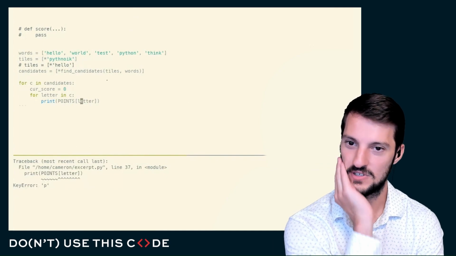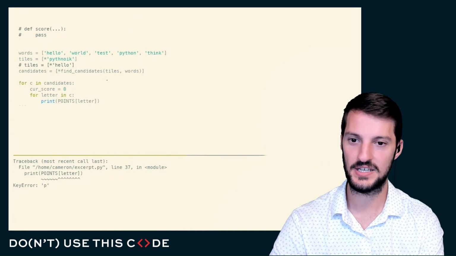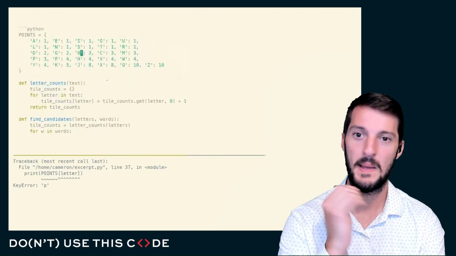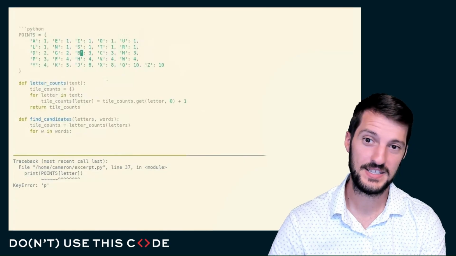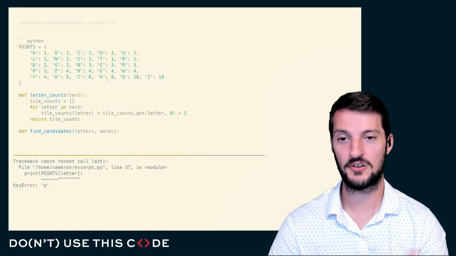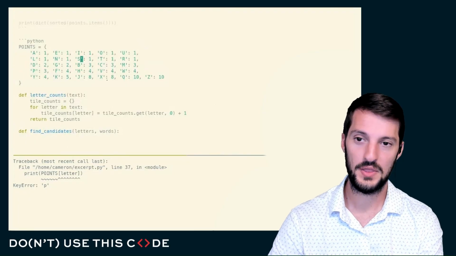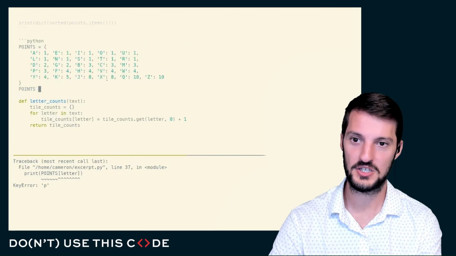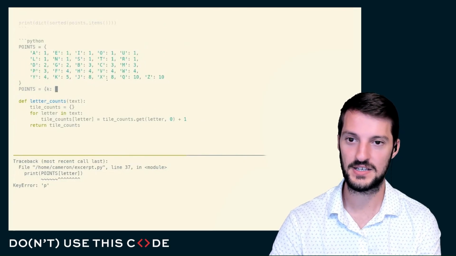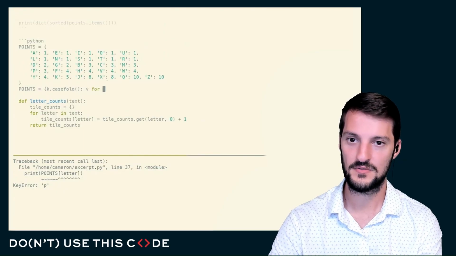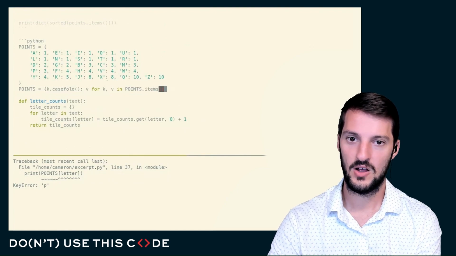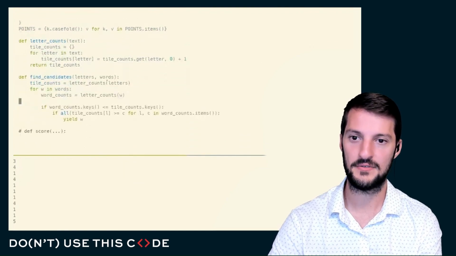But you can see here, well, what's going on with the letter P? So maybe we don't have the letter P available to us. Or we can note that our points are all capitalized. And so one thing that I might want to do is redefine this in my dictionary here. So we'll say key.casefold to the value for k, v in points.items. And then now we have each of our letters.